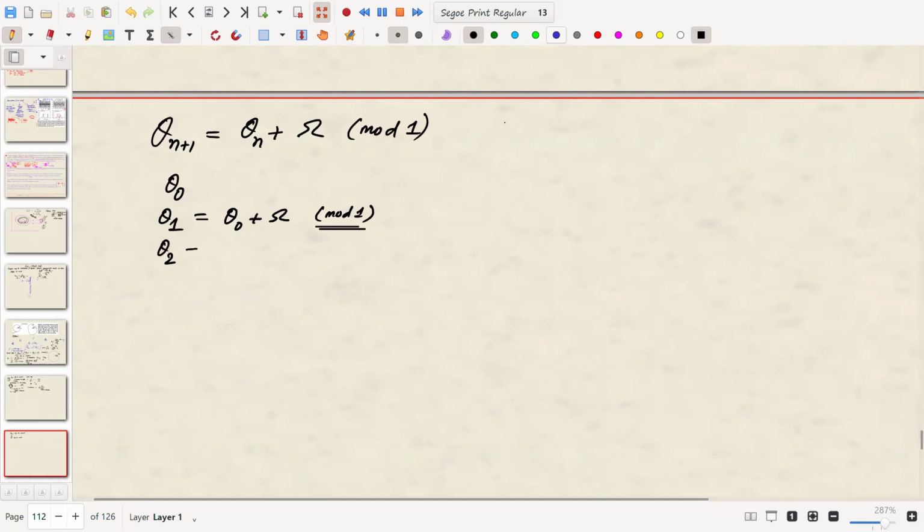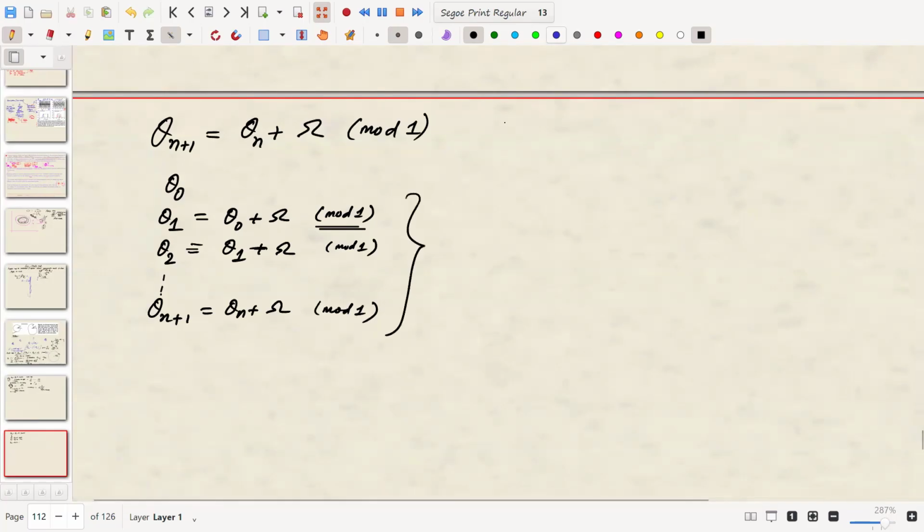What should be theta 2? Theta 1 plus omega, again mod 1. Similarly, for any theta n, the next is theta n plus omega, mod 1. So this is how we have written it mathematically. Now I am asking, can you interpret this in terms of the circle?